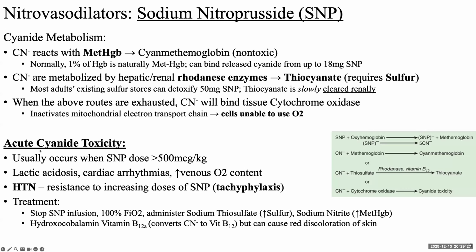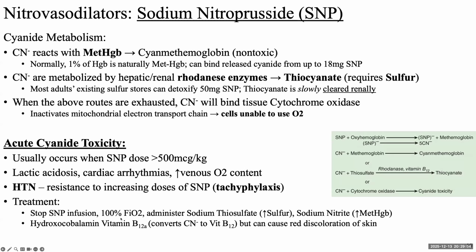Now, in acute cyanide toxicity, our SNP stops working as a vasodilator. We'll actually start to see the opposite and see hypertension, right? So this is tachyphylaxis, or resistance to increasing doses of it. So how do we treat the acute cyanide toxicity caused by SNP? Obviously, stop the infusion.